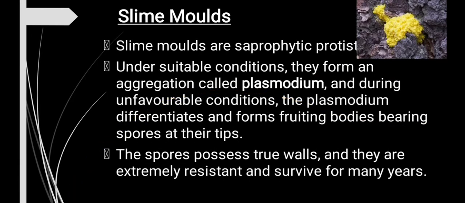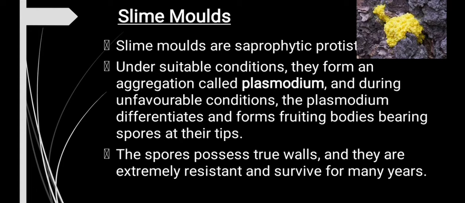Slime molds, like the rest of the three, are not photosynthetic. They are saprotrophic. We know saprotrophic organisms live on dead organic matter and bring about its decomposition. So unlike other protists, slime molds are saprotrophic, and under suitable conditions, they form an aggregation called plasmodium. During unfavorable conditions, when the condition is not favorable for propagation, the plasmodium differentiates and forms fruiting bodies bearing spores at their tips so that they can propagate under unfavorable conditions.